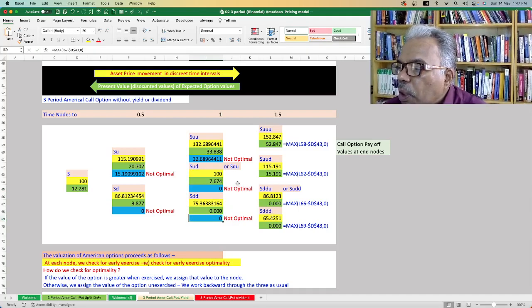Now what we need to do is compare the call value with the present value of the expected value. The first one is not optimal, because 32.68 is less than 33. Here also it is not optimal, 0 is less than 7.64. Here it is not optimal. So in these nodes we don't find any optimal, and we cannot exercise the option early.